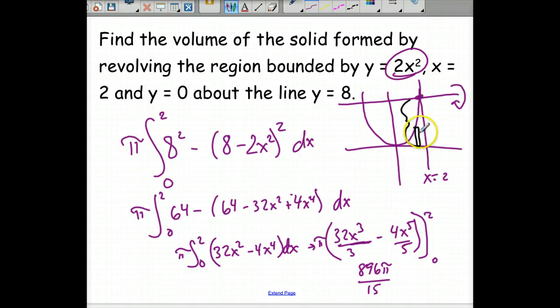You can think of finding the distance between two lines as top minus bottom, but just remember that when we're doing the washer method, we square them individually. So this part here, this distance here that I need, my inner radius, is considered top minus bottom. You can think of it that way, 8 minus 2x squared to get that distance, but you square it completely because that is the inner radius. So you square the outer radius separate from the inner radius. And that's how that setup goes.